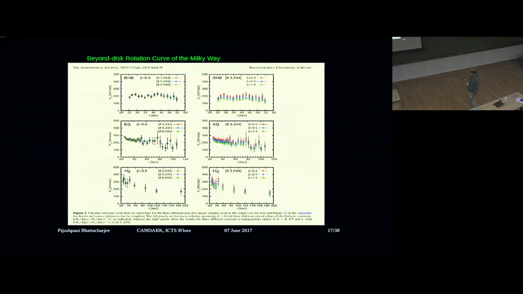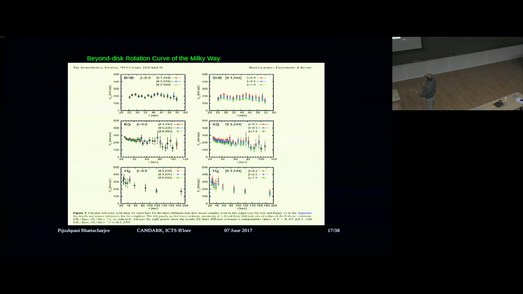Beyond the disk, you can also use a wide variety of samples of stars. For example, blue horizontal branch stars, and K giant stars. I won't go into the details of all these, but they are available. You have to dig out all these things, collect them together, and get the samples.